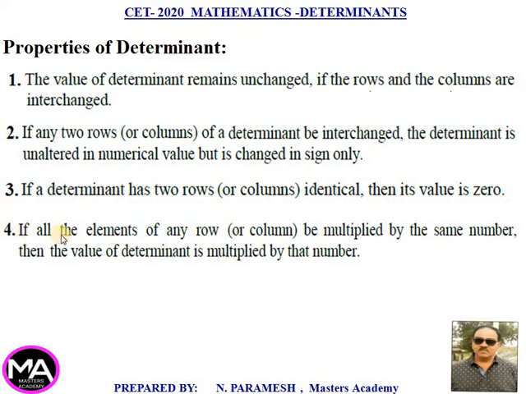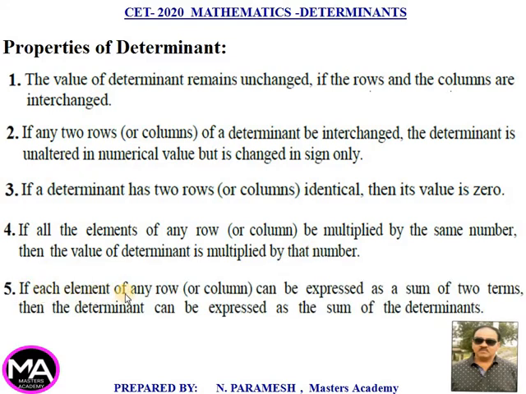Fourth point, if all the elements of any row or column be multiplied by the same number, then the value of the determinant is multiplied by that number. Fifth point, if each element of any row or column can be expressed as a sum of two terms, then the determinant can be expressed as the sum of the determinants.